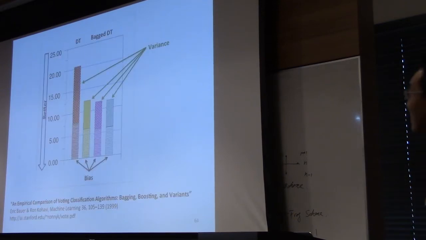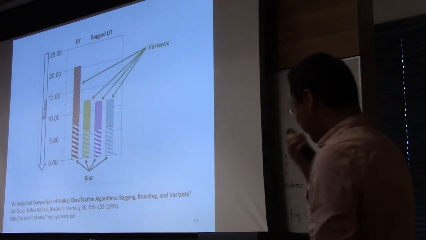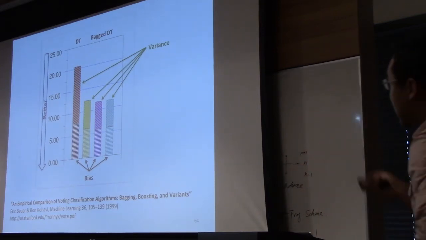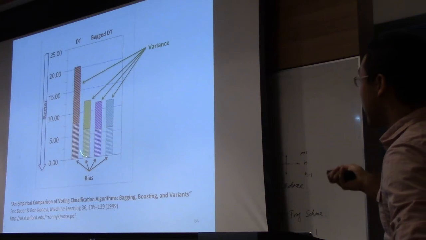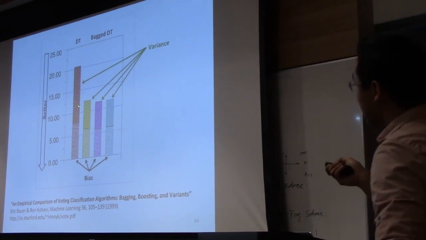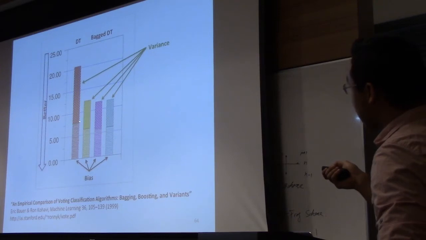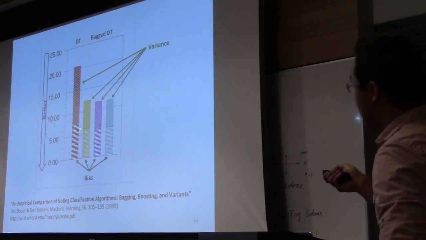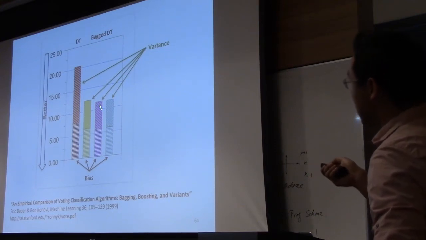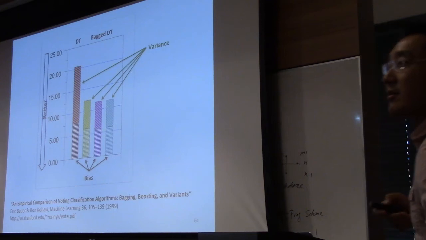And so here's just an example from this paper, comparison of voting algorithms. This is a single decision tree. These are 3 different ways of doing bagging. I forget the little details that change, but you can see this part is the variance part. This part is the bias part. The bias part actually decreases slightly, but I think in general it stays about the same. The variance part, as you can see, goes down by a lot.